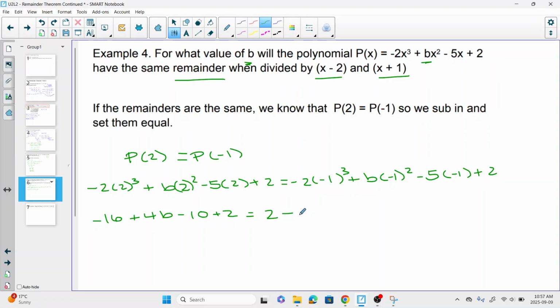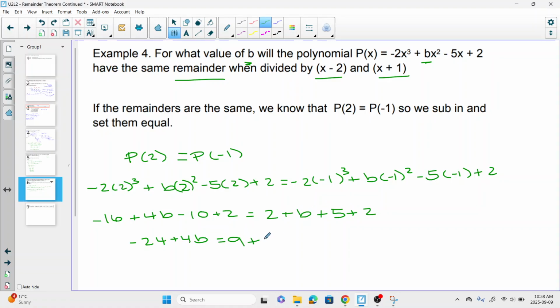Sorry, that's not correct. Negative 1 squared is negative 1 times negative 1, which is a positive, and then positive times a positive, so we've got plus b. Negative times a negative is a positive. 5 times 1 is 5, and we've got positive 2. So we could start simplifying things here. We have negative 16. We're taking away another 10. So we're at negative 26, and then we're adding 2. So we're at negative 24 plus 4b. And over here, we've got 2 plus 5 is 7, plus 2 more is 9.